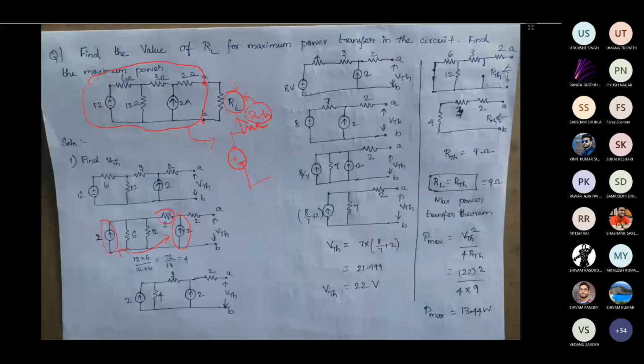So you have to further reduce this circuit. Here you have a 6 ohm and a 12 ohm resistor in parallel. You reduce this to the parallel equivalent resistance, which comes as 4 ohm. That is 12 into 6 divided by 12 plus 6, as given here, so that will be 4 ohm. I have drawn the equivalent circuit here.